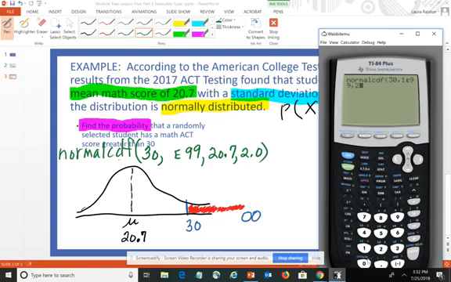Comma, the mean of 20.7, comma, standard deviation of 2, close the parentheses, and enter. Now, be very, very careful. This is kind of a unique problem, okay? Look at the answer. 1.66149529 e to the negative 6. That e to the negative 6 at the end tells me that this is a really, really small number, and the calculator has automatically converted it to scientific notation.